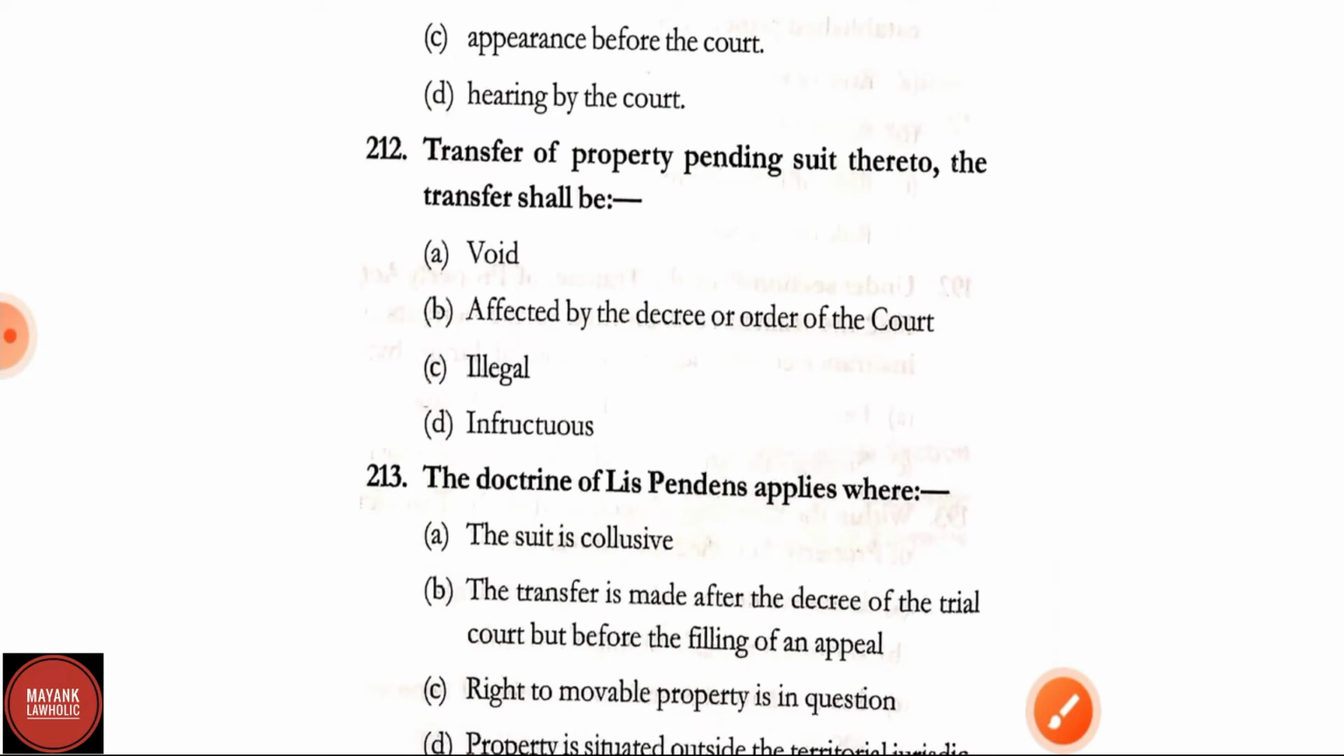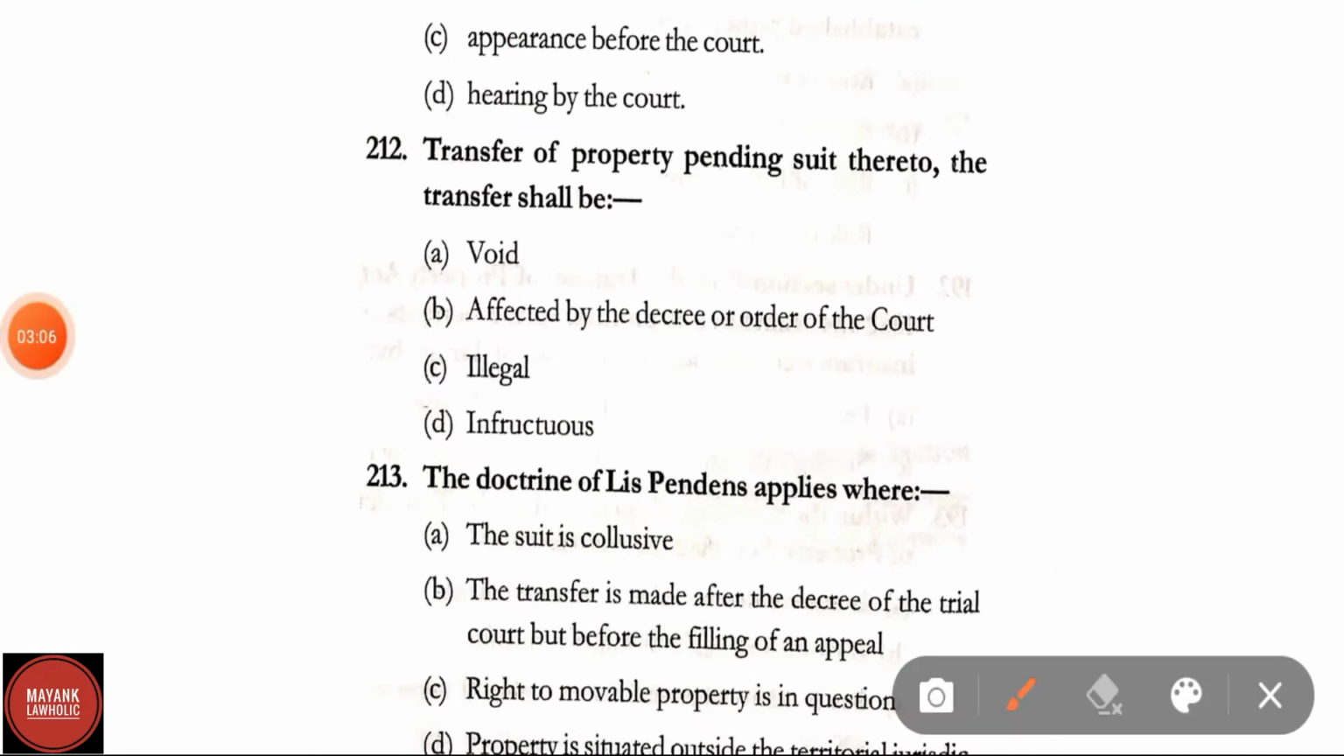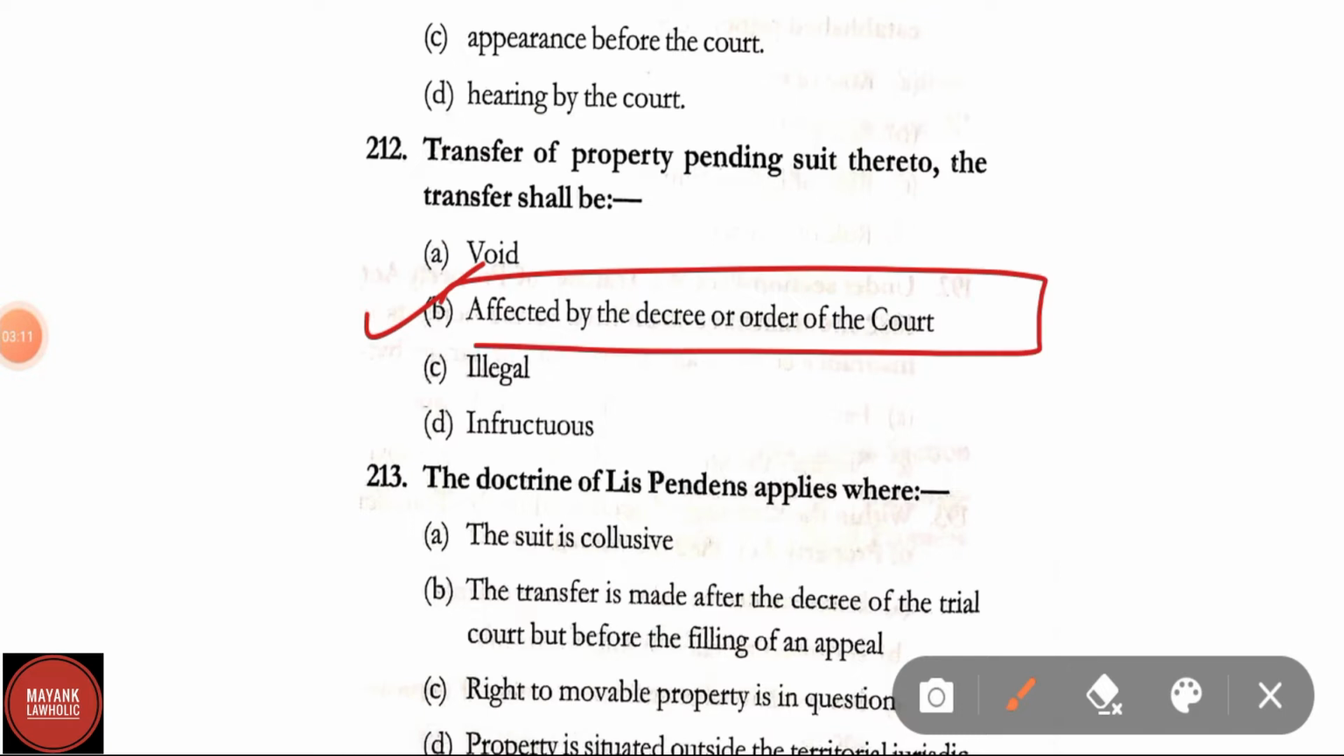Question number 212. Transfer of property pending suit thereto, the transfer shall be void, affected by the decree or order of the court, illegal, infructuous. Correct answer is option B, that is affected by the decree or order of the court.